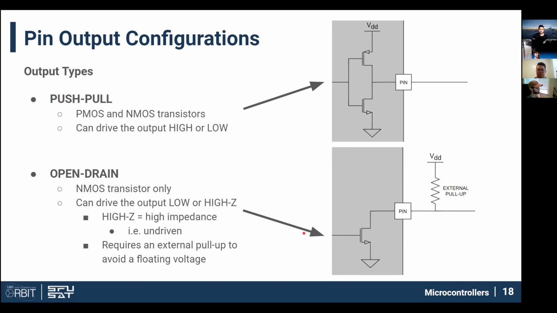On the flip side, if your pin is configured as an output, there are two different types of outputs. One of them is called a push-pull output. The internal structure looks like this. This is a standard CMOS structure because there's a PMOS transistor and an NMOS transistor, and CMOS stands for complementary metal oxide.